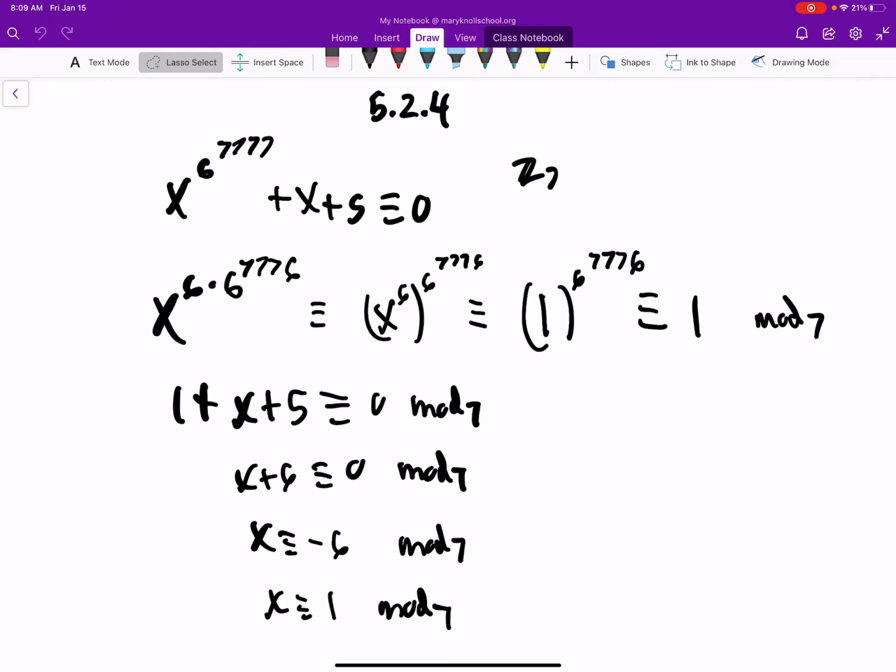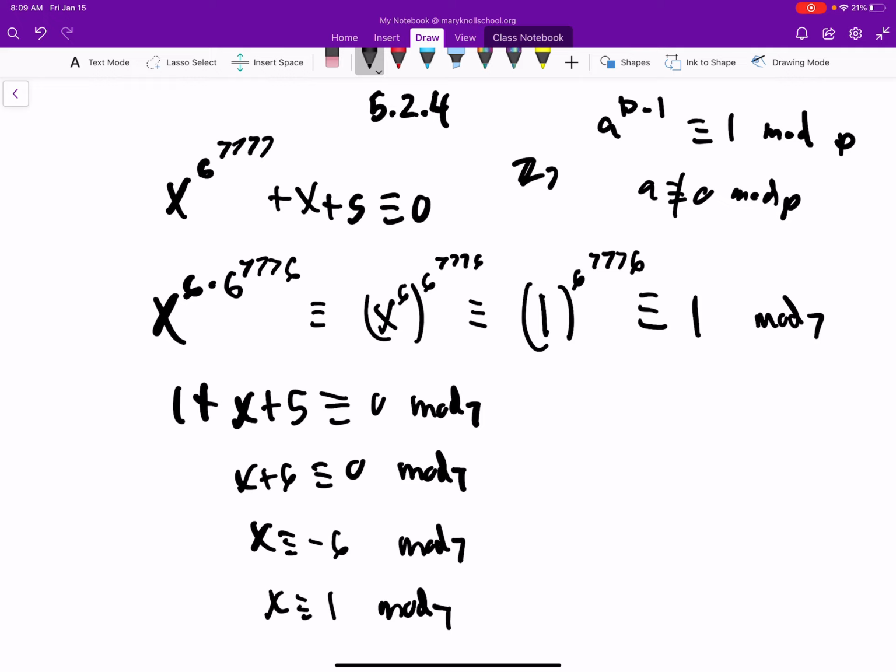So we have A to the P minus 1 is equivalent to 1 mod P. And we can only do that if A is not equivalent to 0 mod P.